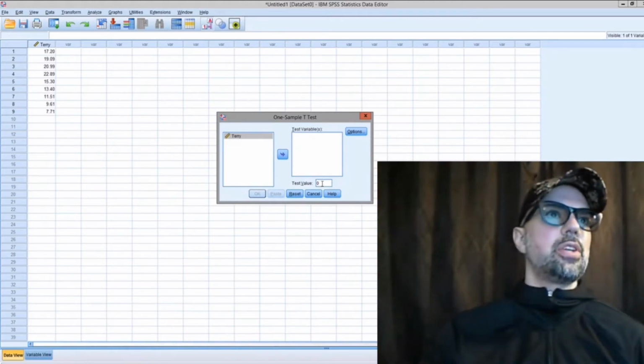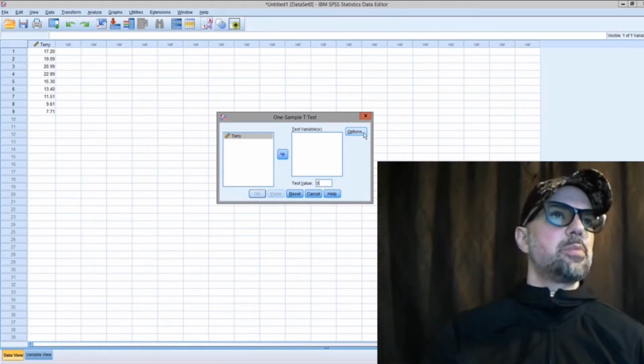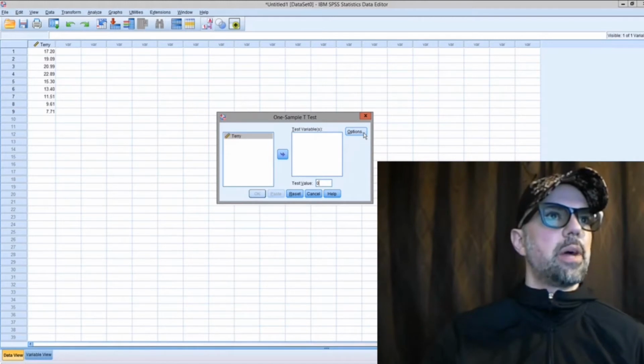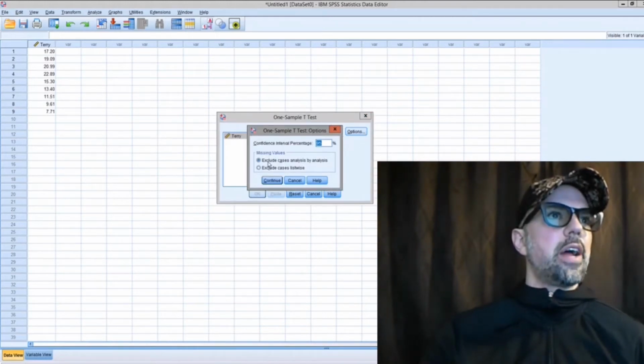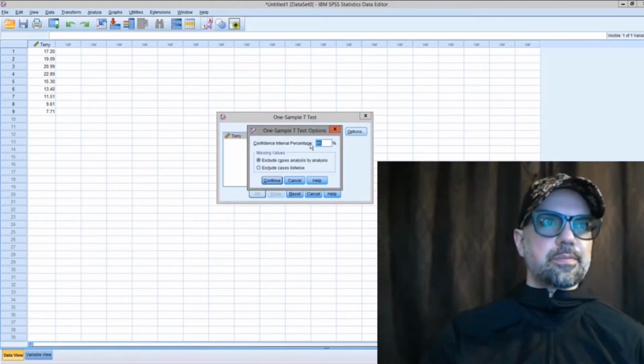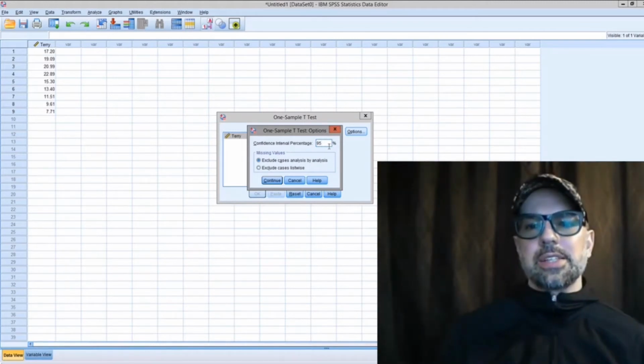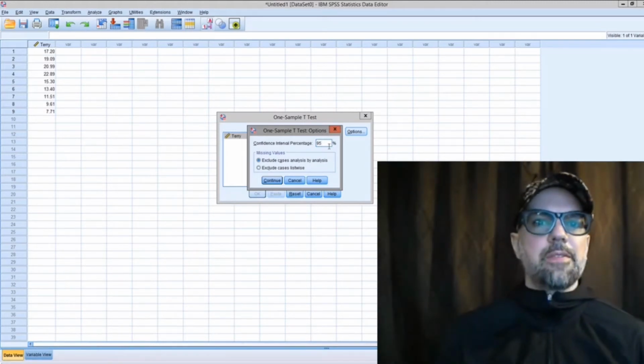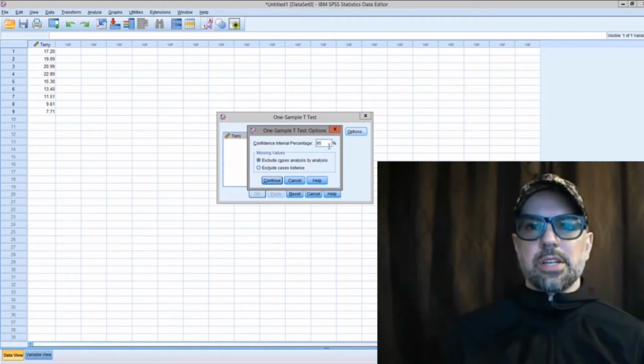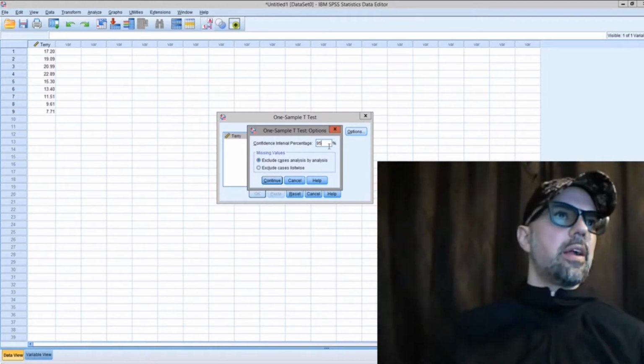And then the last thing we'll do is we're finally going to click on this little options button here. You might have been wondering what that was about. And this is where you find your confidence interval percentage. So the default here is 95%. That is by far the most common confidence interval. So we're going to leave it there as is, and we're going to hit continue.